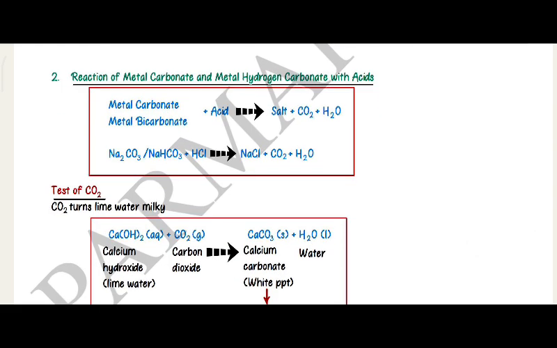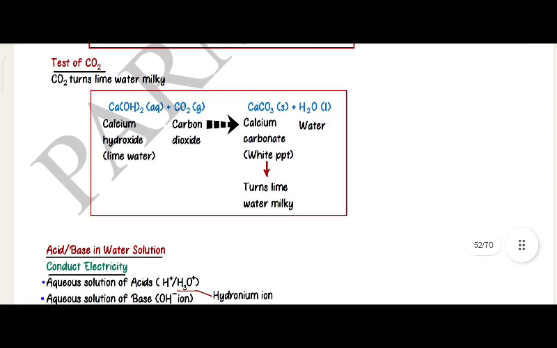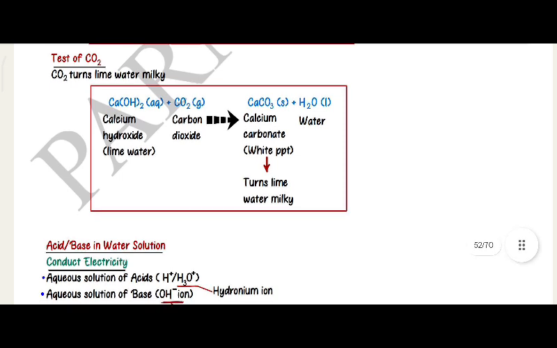Reaction of metal carbonate and metal hydrogen carbonate with acids. Metal carbonate or metal bicarbonate with acid gives salt plus carbon dioxide plus water. Sodium carbonate or sodium bicarbonate plus hydrochloric acid gives sodium chloride plus carbon dioxide plus water. Test of carbon dioxide: carbon dioxide turns lime water milky. Calcium hydroxide, lime water, plus carbon dioxide gives calcium carbonate, a white precipitate that turns lime water milky, plus water, H2O.